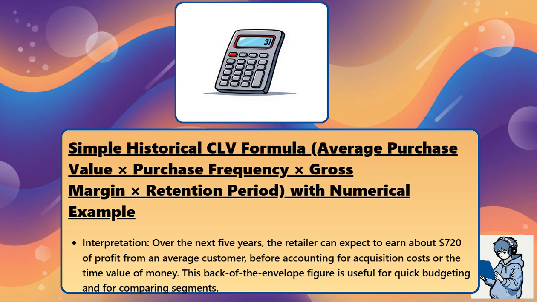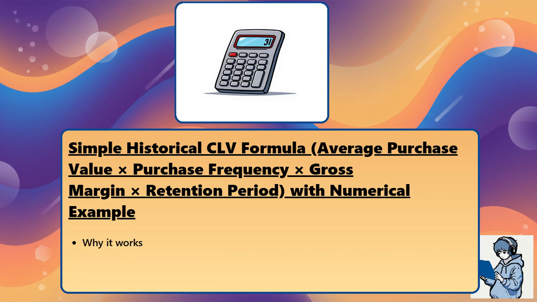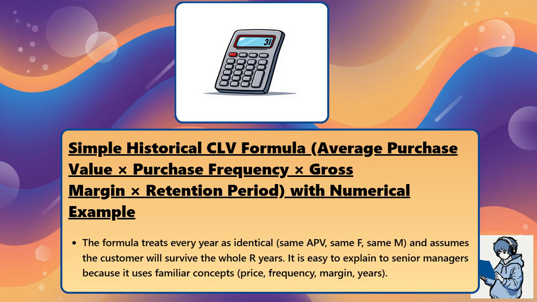Interpretation. Over the next 5 years, the retailer can expect to earn about $720 of profit from an average customer, before accounting for acquisition costs or the time value of money. This back-of-the-envelope figure is useful for quick budgeting and for comparing segments. Why it works. The formula treats every year as identical, same APV, same F, same M, and assumes the customer will survive the whole R years. It is easy to explain to senior managers because it uses familiar concepts: price, frequency, margin, years.